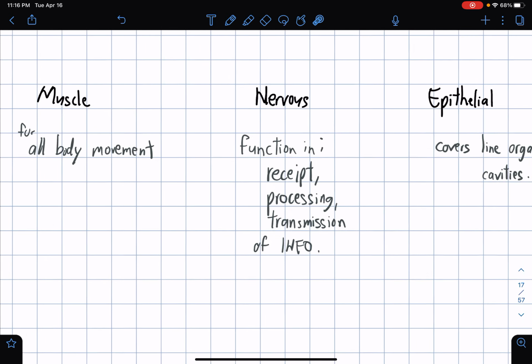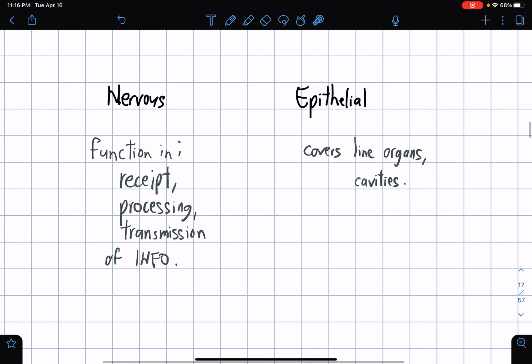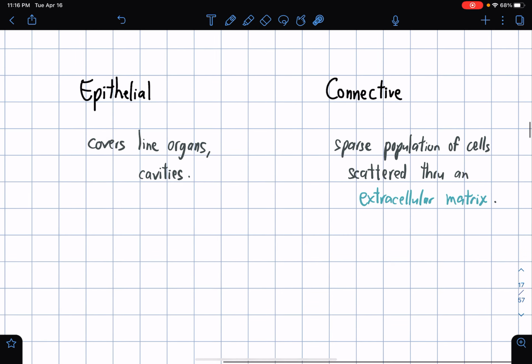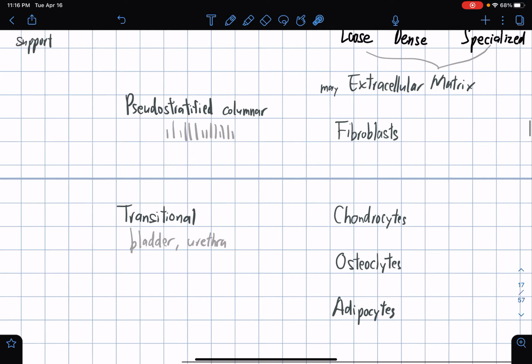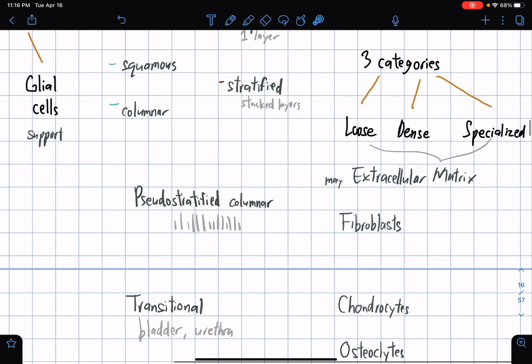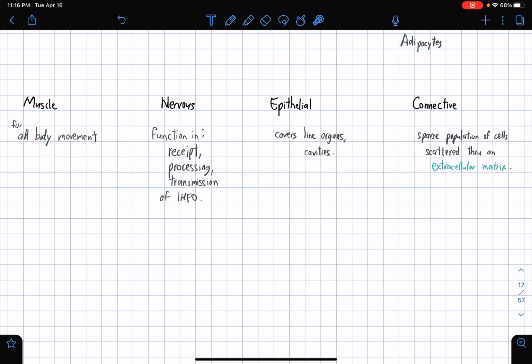So going back to the four, let's go to the muscle again. So this is for all body movement. What's the purpose of nervous tissue? It functions in the receipt, processing, and transmission of information. And for epithelial tissue, it covers and lines organs and cavities. For connective tissue, sparse population of cells scattered through an extracellular matrix. I don't think this detail describes the function of connective tissue. But I might ask, what's the point of the extracellular matrix?